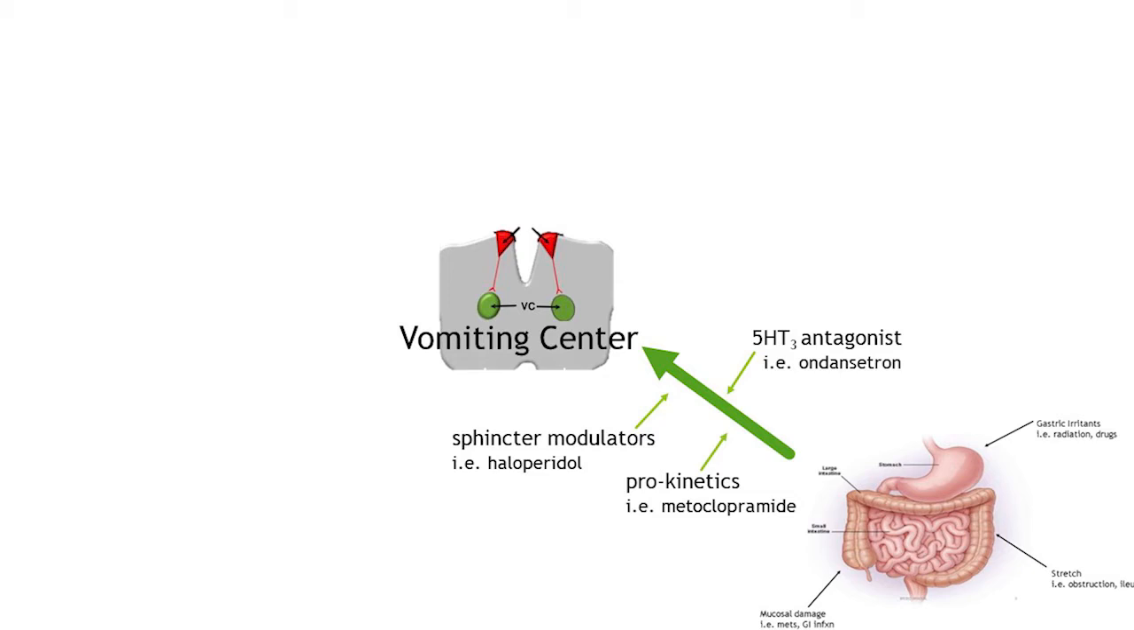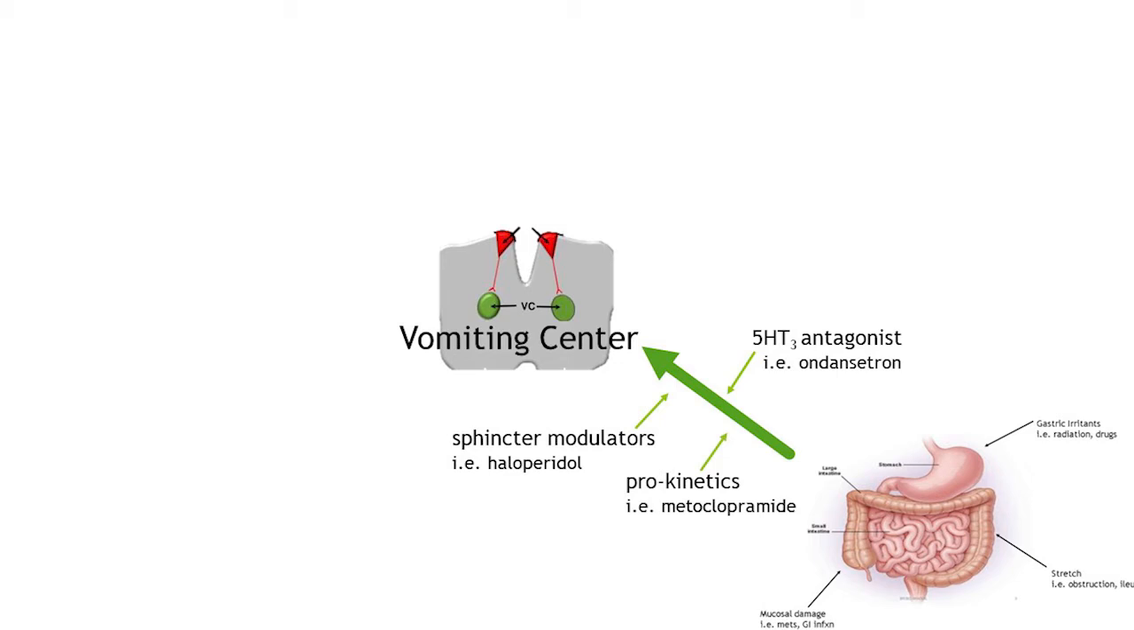a prokinetic, but it also acts as an antagonist toward the signal from the gut to the vomiting center. So it acts in both directions. And finally, if we're still having trouble, we can always consider sphincter modulators, such as Haldol. So when we have a patient with gut-associated nausea and vomiting, things to consider are Zofran, Reglan, and Haldol.